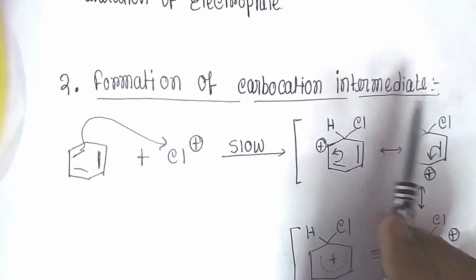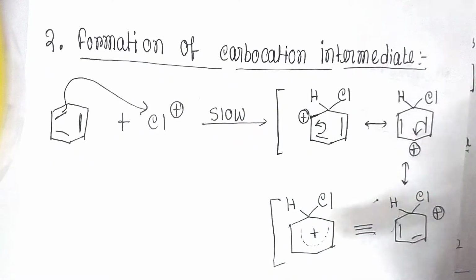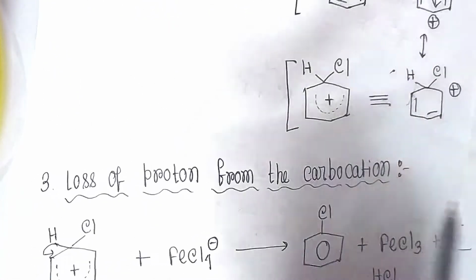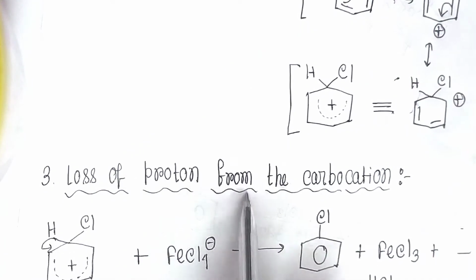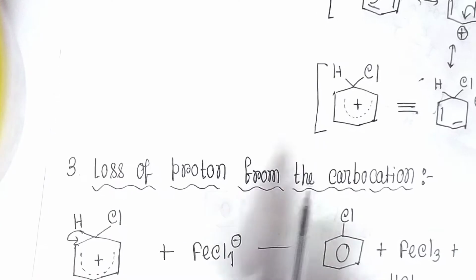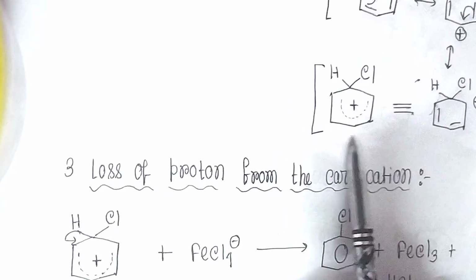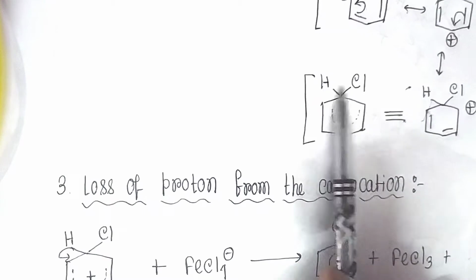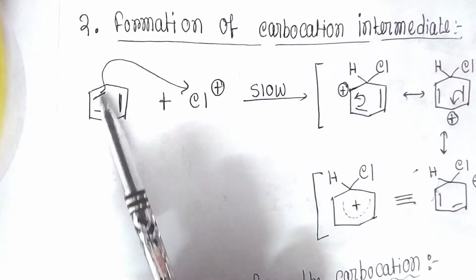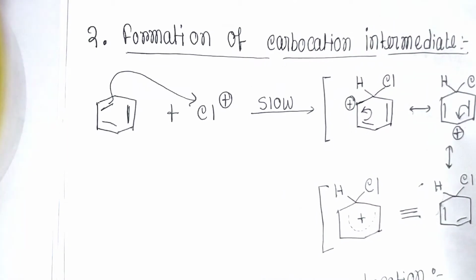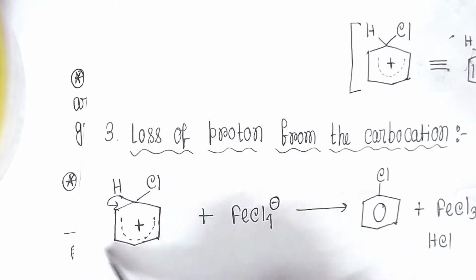Now we can say this is the formation of the carbocation intermediate. The plus charge is delocalized in the whole benzene ring. Now the last part is loss of a proton from the carbocation. These three forms are not stable at all. They want to regain their energy. Benzene is an aromatic compound with very low energy and high stability, so this compound wants to go back to that structure.